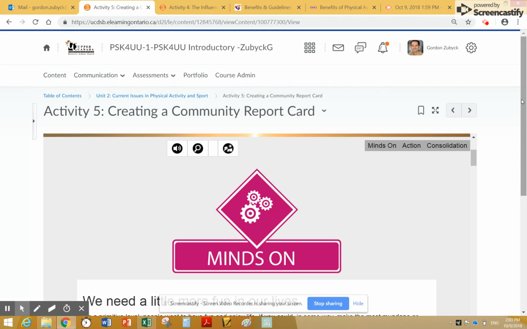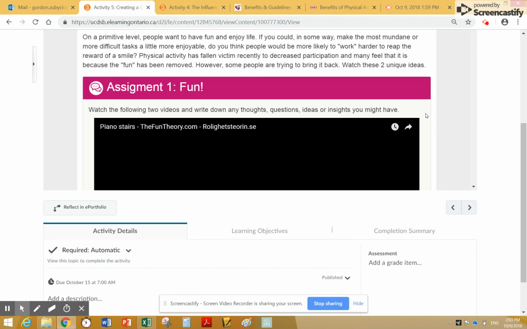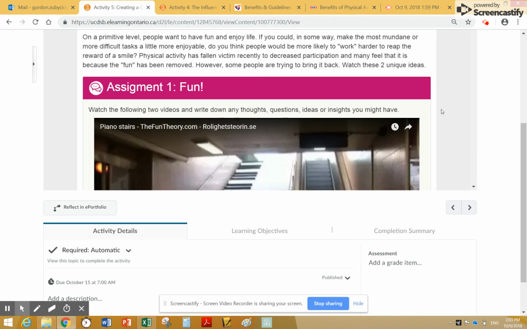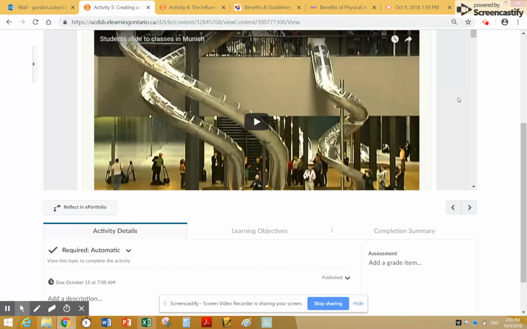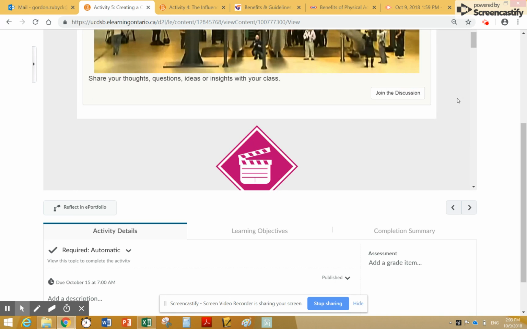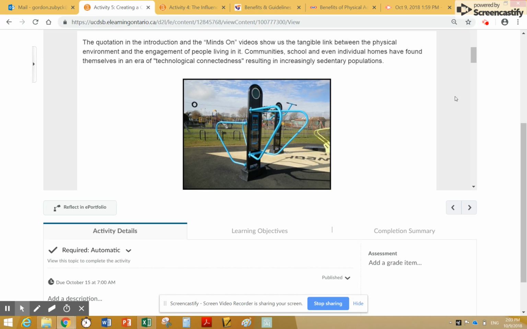In this activity, it's looking at fun, and how we can add different things to our life to make things more pleasurable. So again, the idea is, if you build it, they will come. If you put things in, will they get used? This was just taking a look at different strategies that have been suggested to make things a bit better.